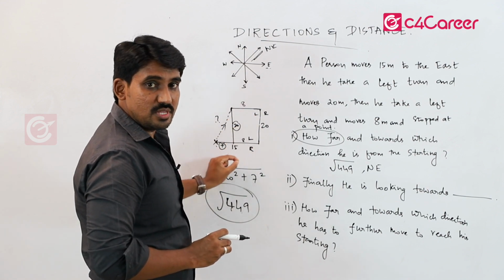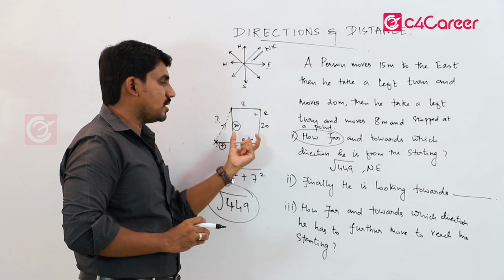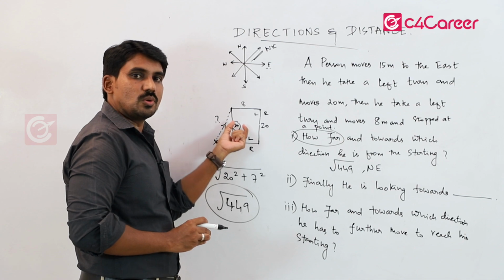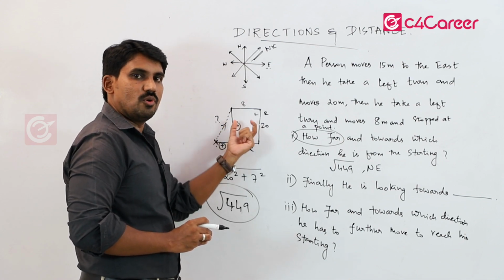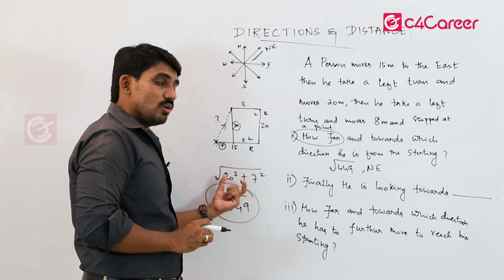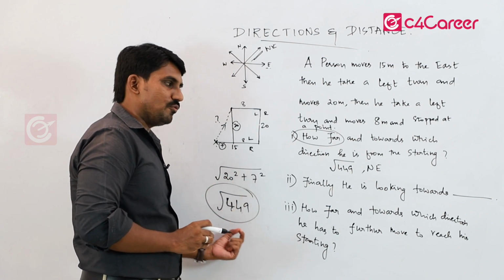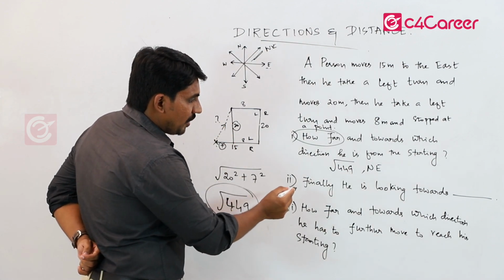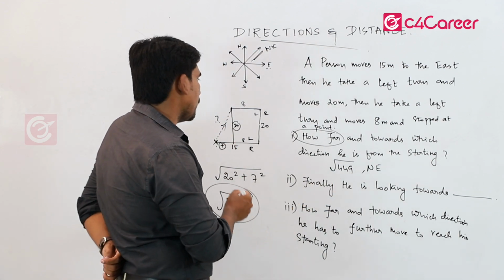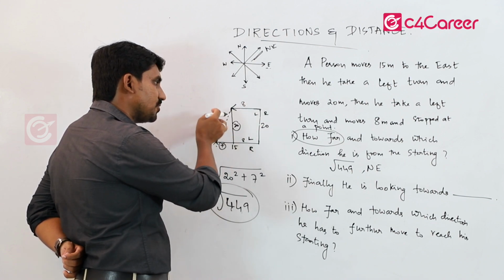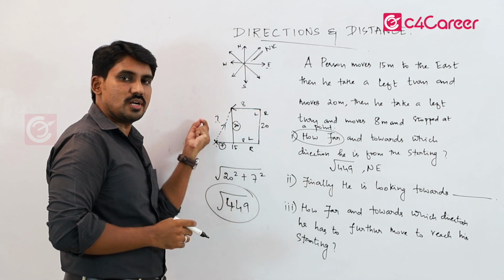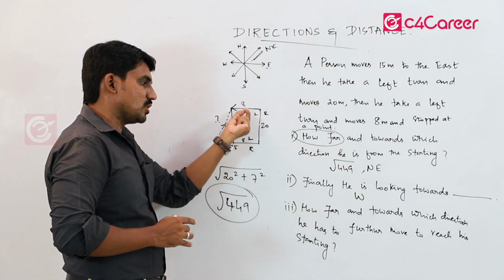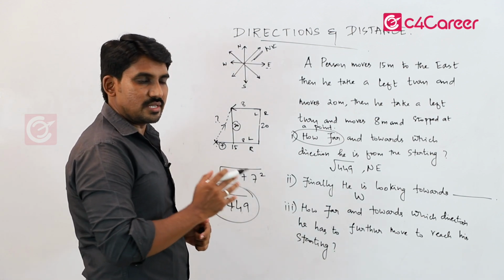I hope you are all clear with this method, right? So this is 8 meter, this is also 8 meter, remaining 7 meter is there, and this is 20. So 20 square plus 7 square, 400 plus 49, 449, root 449, keep that as it is. Clear? Then second question, finally he is looking towards. Very simple, this is his final point. And he is looking towards what? West. Good. He is looking towards west. That is the answer for the second question.